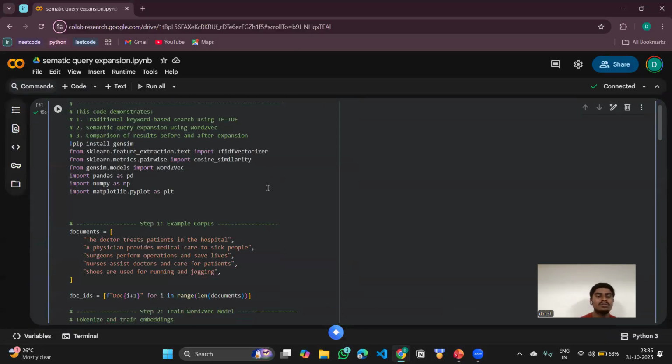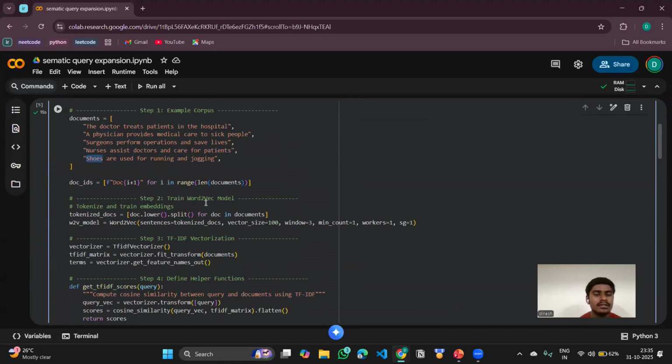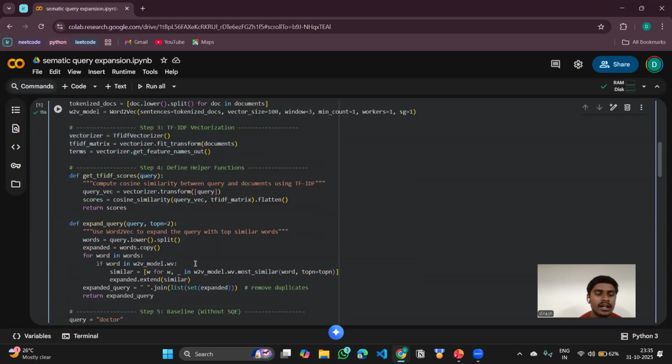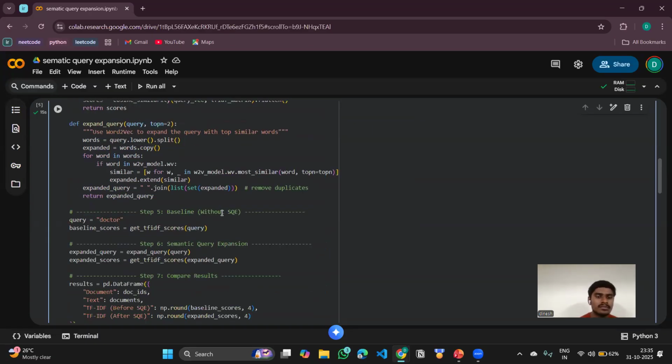Now, this is my code. Here, there are a few documents which contain words similar to doctor. Let's say doctor, physician, surgeon, nurses, and here we can see shoes. So first we train the model through embeddings, tokenization, and training embeddings. Next, the TF-IDF vectorization is done here. After that, this is just a helper function for the algorithms.